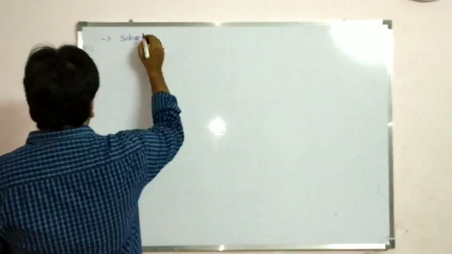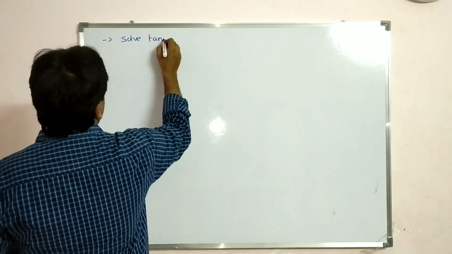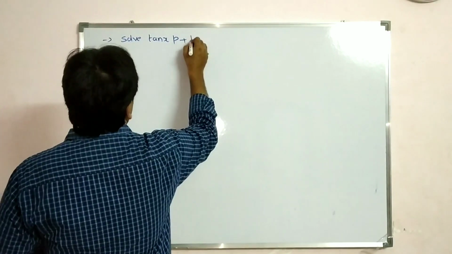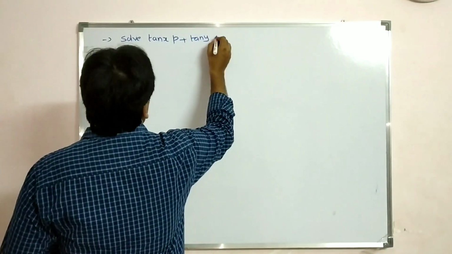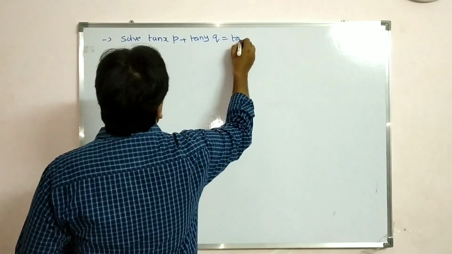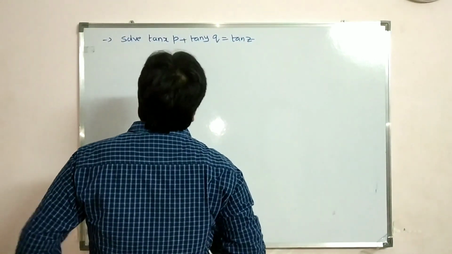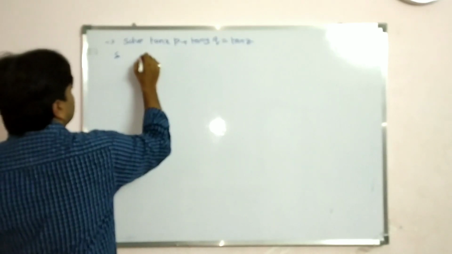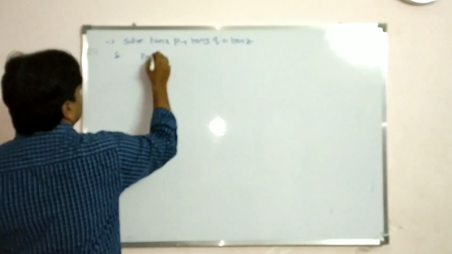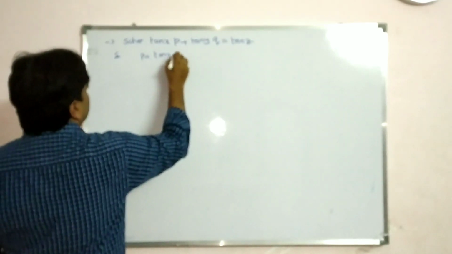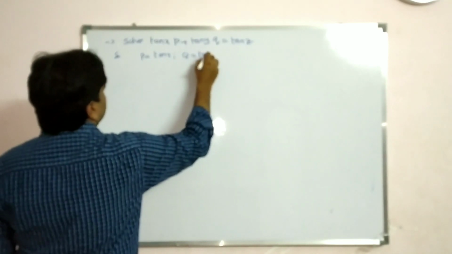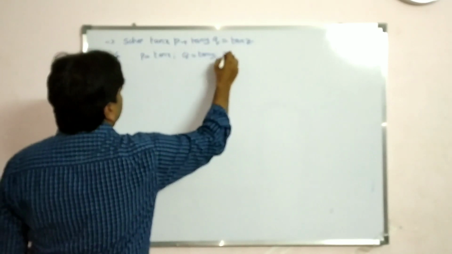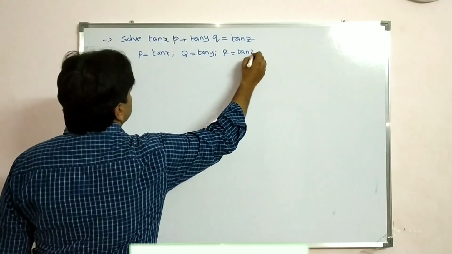Solve tan x p plus tan y q is equal to tan z. So solution, what is capital P, students, here? Capital P is equal to tan x, capital Q is equal to tan y, and capital R is equal to here, students, tan z.